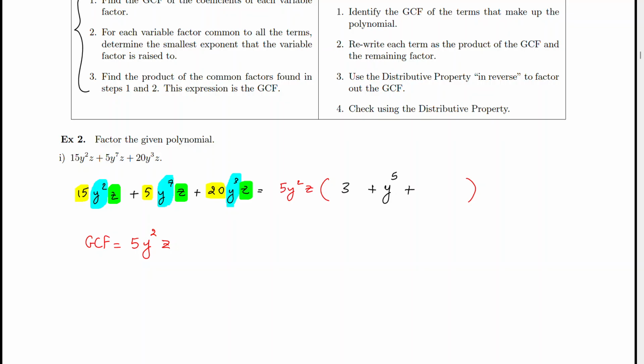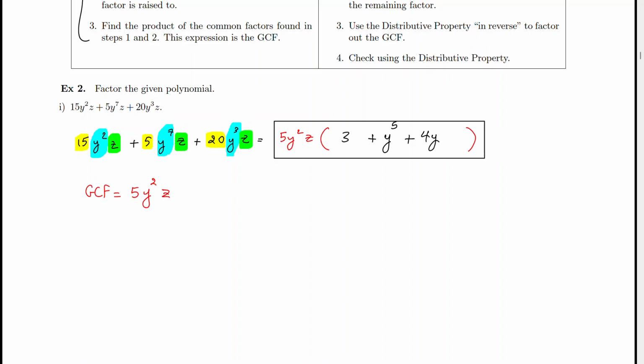And finally, the last term: 5y squared z times what will give the original third term? 5 times 4 is going to be 20. I've got y squared on the outside, but I need to have y cubed, so that means I'm missing a letter y. And finally, the z is just going to carry over. When I multiply the 5y squared z with the 4y, I'm going to end up with the original third term that was already there. And so this is the end.